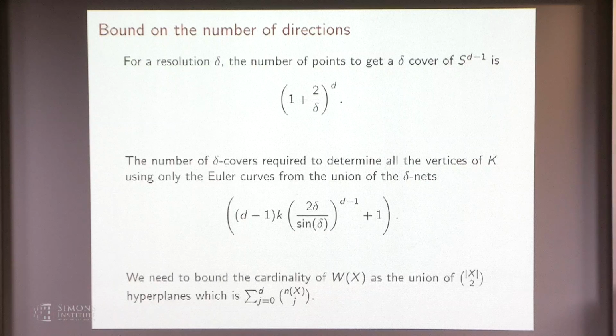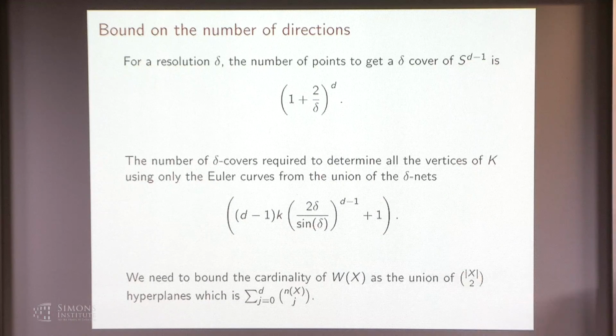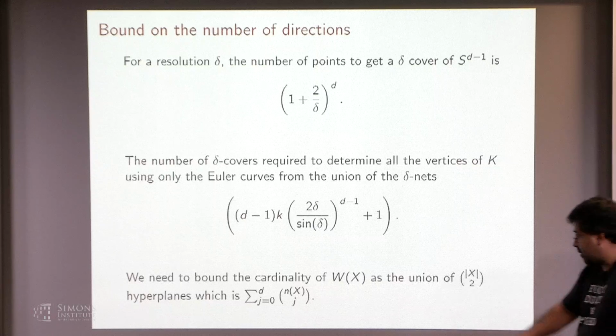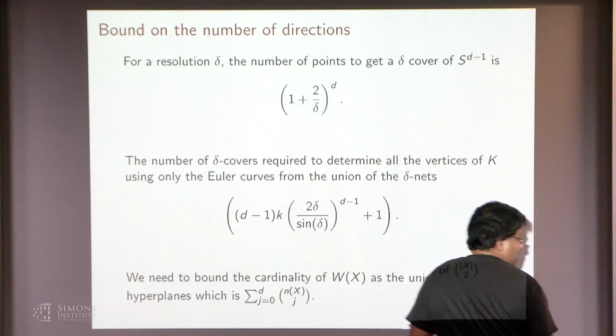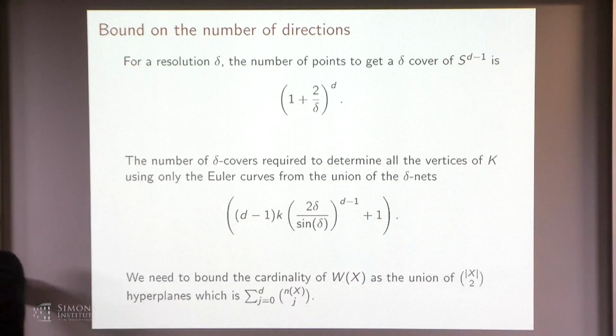This is giving you the number of delta covers required to determine all the vertices of the shape using only the Euler curves from the union of these delta nets. That's how we get this. Now, I didn't tell you what Wx is, and so I need to draw an important picture, and I'll come back to that picture later. So here's how you should think about this. Yeah?